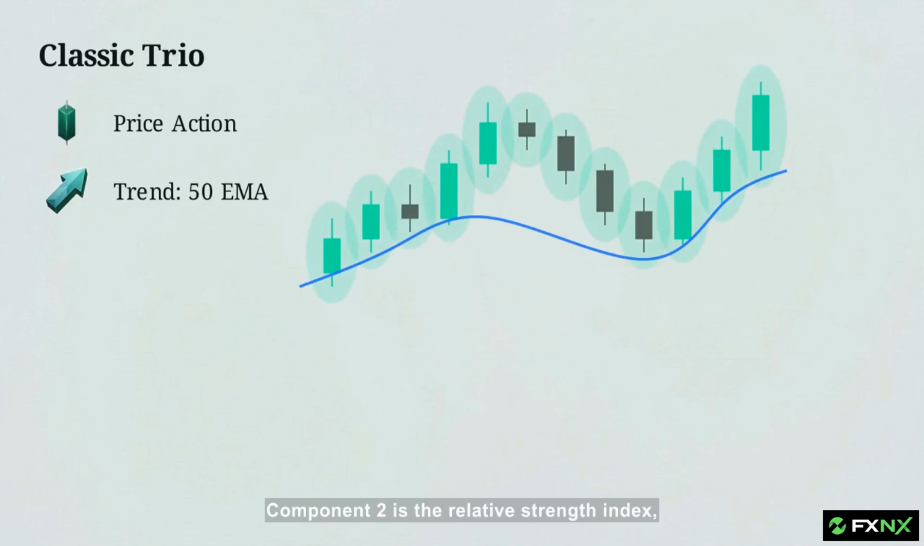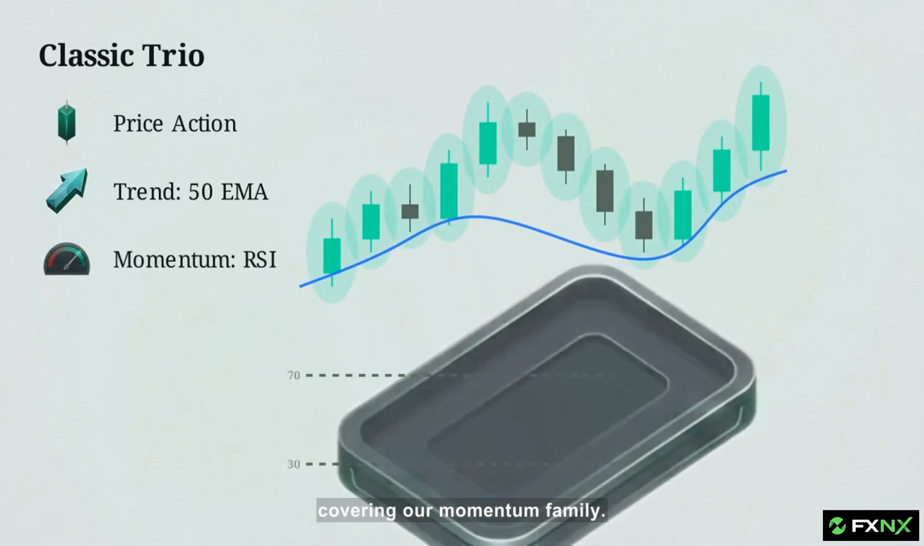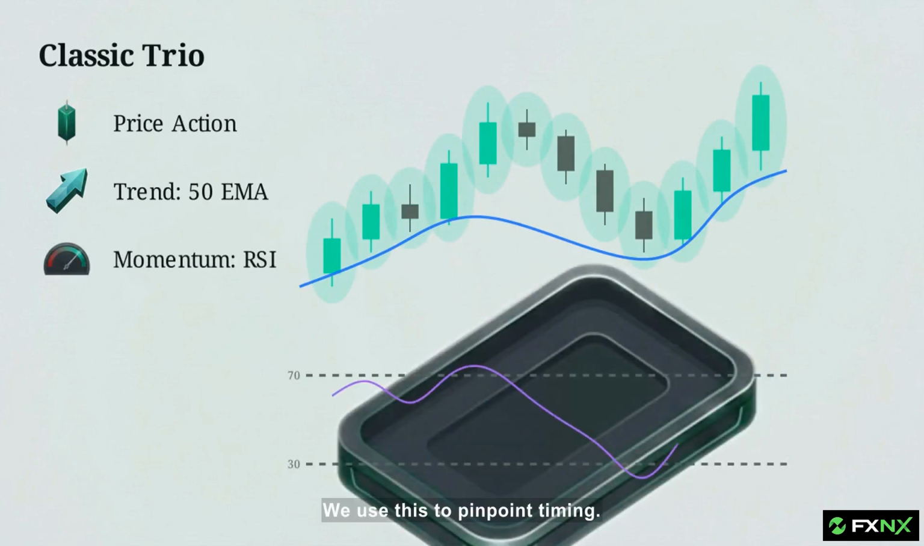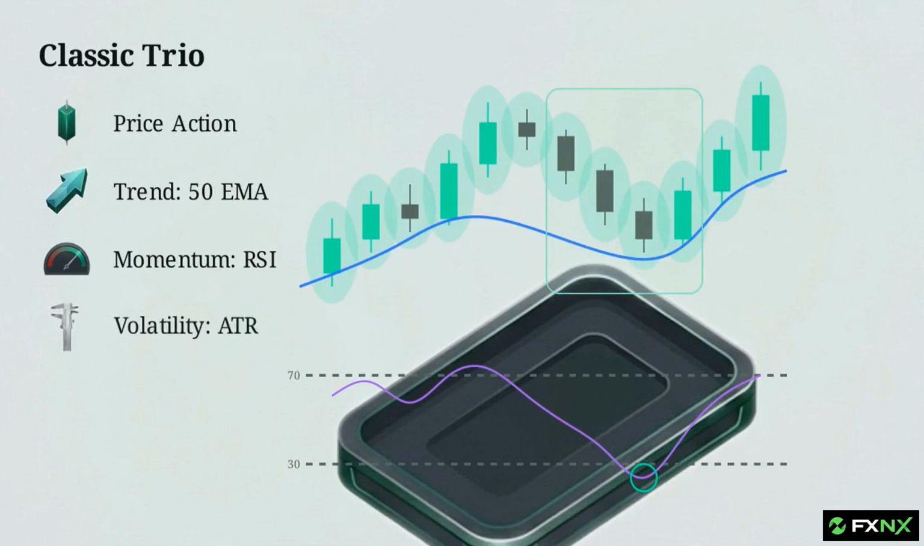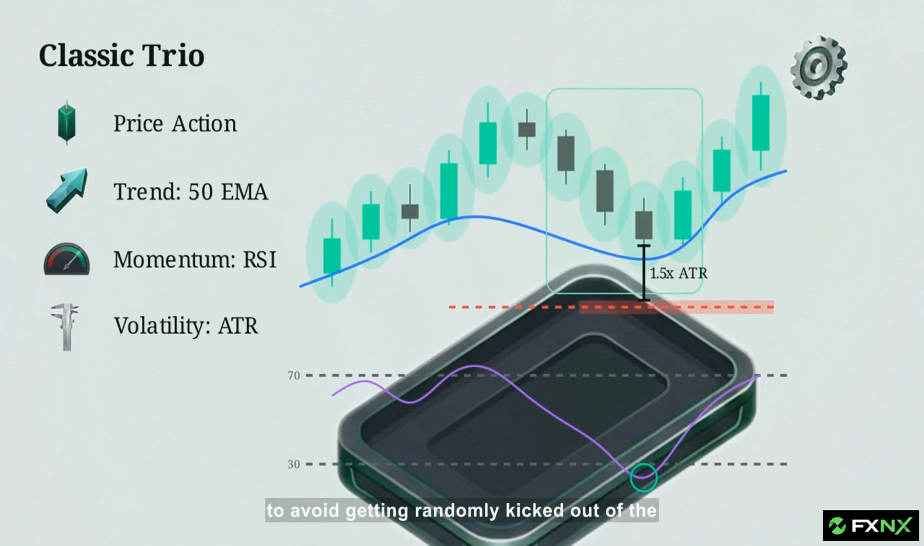Component 2 is the relative strength index, covering our momentum family. We use this to pinpoint timing. We want to identify the exact moment an upward trend experiences a temporary pullback, indicated by a dip into the lower, oversold section of the index. Component 3 is the average true range, representing volatility. This tool calculates the normal market noise over recent periods, giving us a hard mathematical value to place a protective stop loss far enough below our entry to avoid getting randomly kicked out of the trade.